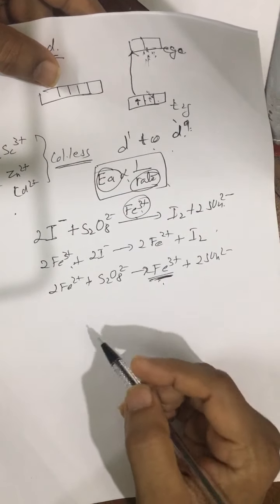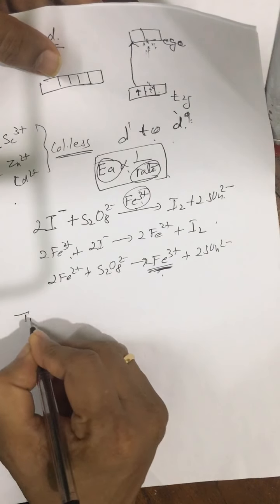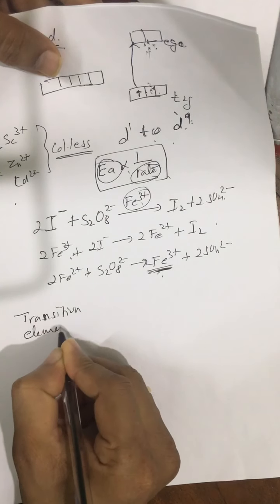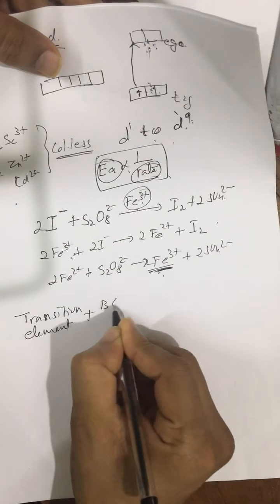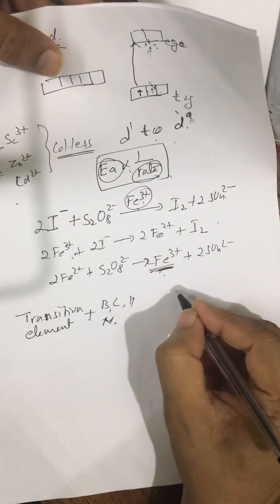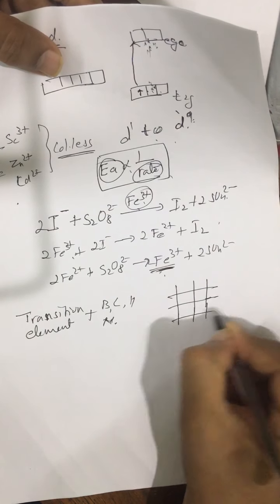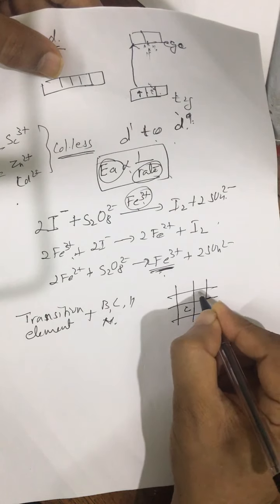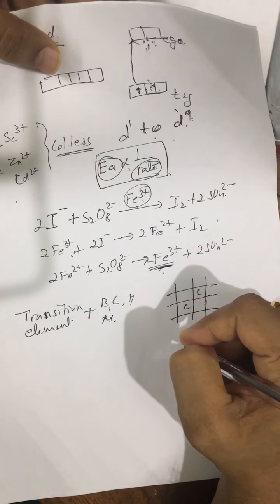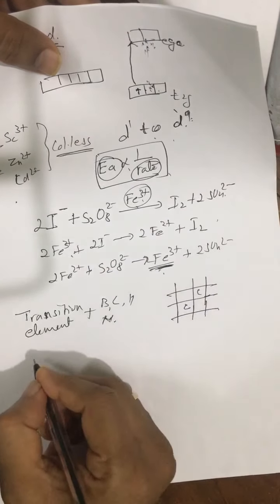Then comes interstitial compound formation. When transition elements are heated along with boron, carbon, hydrogen, nitrogen, etc., non-metals, these are trapped in the interstitial spaces of the metal lattice. Carbon, etc. get trapped, and such compounds are interstitial compounds. Interstitial compounds are normally non-stoichiometric.